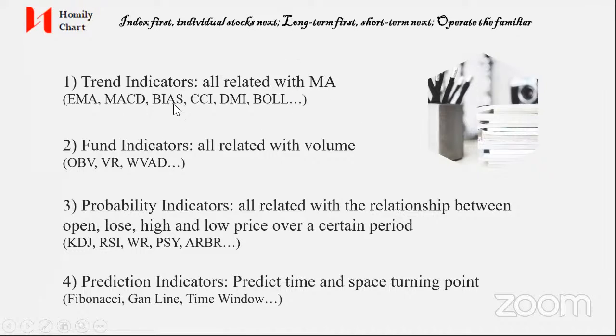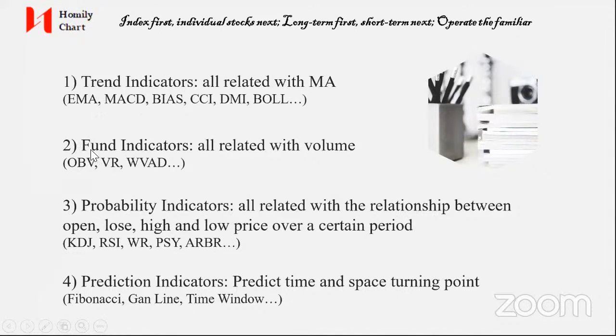And then BIAS also is related with the moving average. CCI, DMI, and also Bollinger Band, right? BOLL, Bollinger Band. All these indicators are related with moving average, even including our Homilychart rainbow. Rainbow also is based on moving average. So of course it's a trend indicator. Okay, so that's how you can tell whether the indicator is a trend indicator or not.